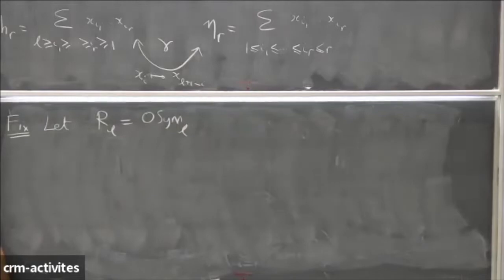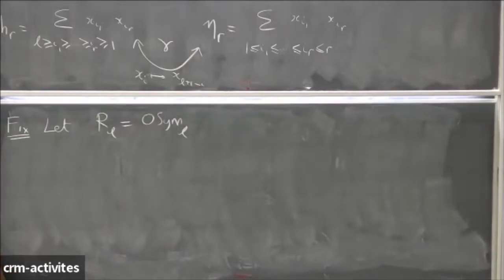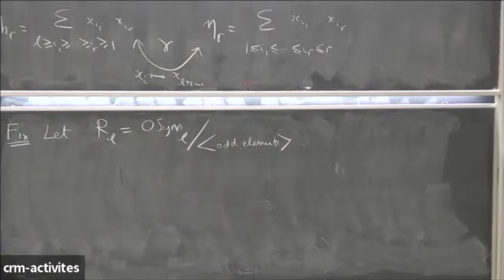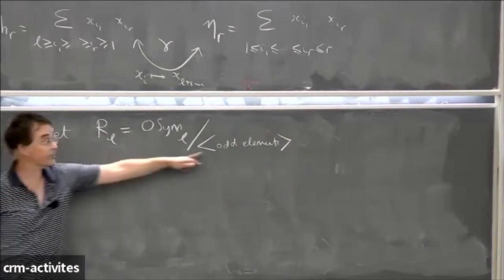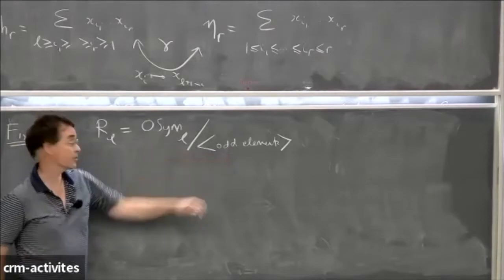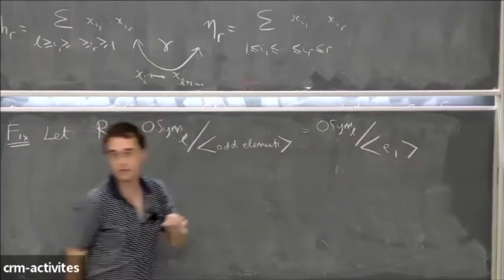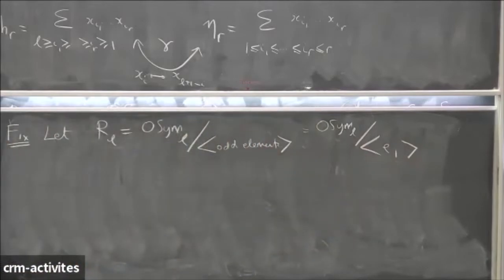The fix is to specialize a little bit. So instead of working with all of OSIM L, I'm going to call it RL. This is kind of going to be my ground ring. It's the odd symmetric polynomials of rank L, and I'm going to factor out the two-sided ideal of all odd elements. Actually, it's just enough to factor out the first elementary symmetric polynomial, the sum of the variables x1 up to xl. Once you kill that, you kill all the other odd elements.